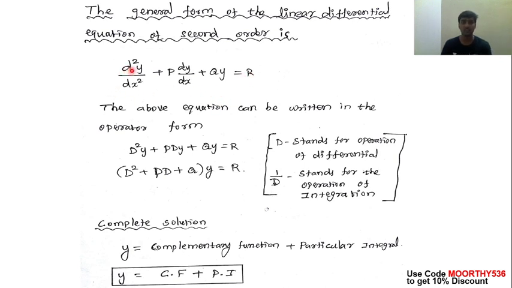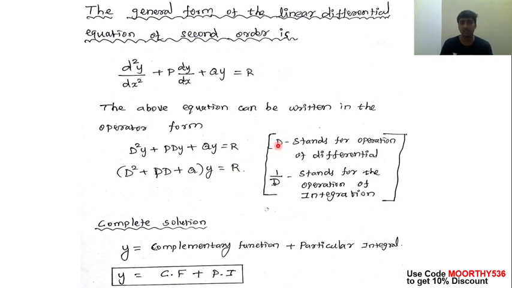Here we are substituting d divided by dx is equal to capital D. So d square y divided by dx square is equal to D square into y, then plus p into D, where p is the constant coefficient. D divided by dx is replaced by capital D, so dy divided by dx is equal to capital D into y, plus q into y is equal to r. D stands for the operation of differentiation, and 1 divided by D stands for the operation of integration. These are very important notations we use during the problem solving procedure.